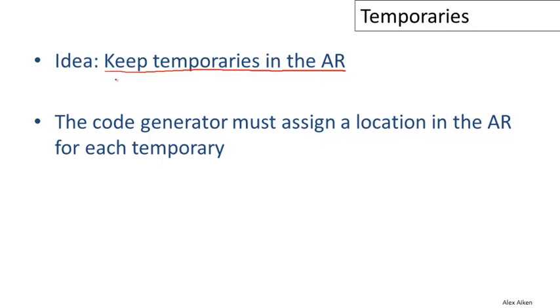What we're going to talk about is improving the way in which we manage temporaries that happen to be in the activation record for whatever reason. So it doesn't matter why we want them to be in the activation record, but given that they're there, what's the most efficient code that we can generate?